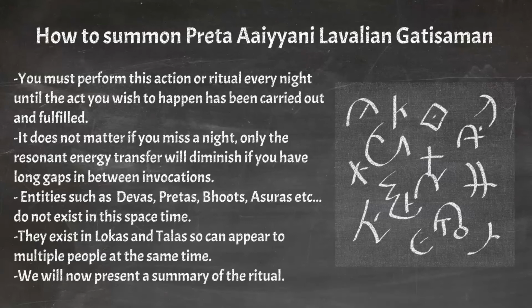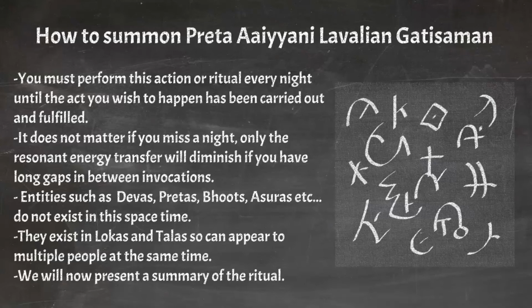There is something that we should mention. Entities such as gods, devas, pretas, bhoots, asuras, etc. do not exist in this space-time. They exist in lokas and talas, other dimensions, so can appear to multiple people at the same time. Many Aaiyyinist Hindus practice astral projection by entering lokas close to our plane of existence, and thus can be seen by many people in different locations. The same process applies to the entities you will call in this course.